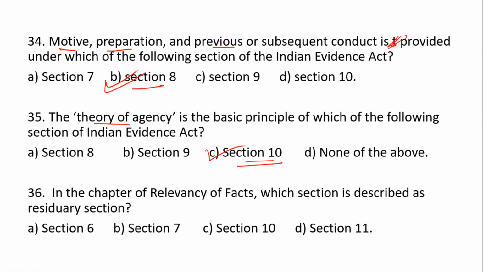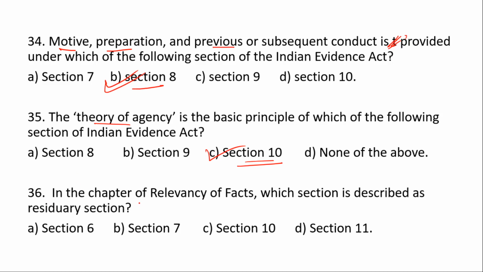Relevant fact against each of the conspirators. It is not only relevant against each of the conspirators, even for proving the conspiracy it will be relevant. So anything done or written by any one of the conspirators in respect of their common intention is a relevant fact not only against each of the conspirators but also for proving the conspiracy itself.